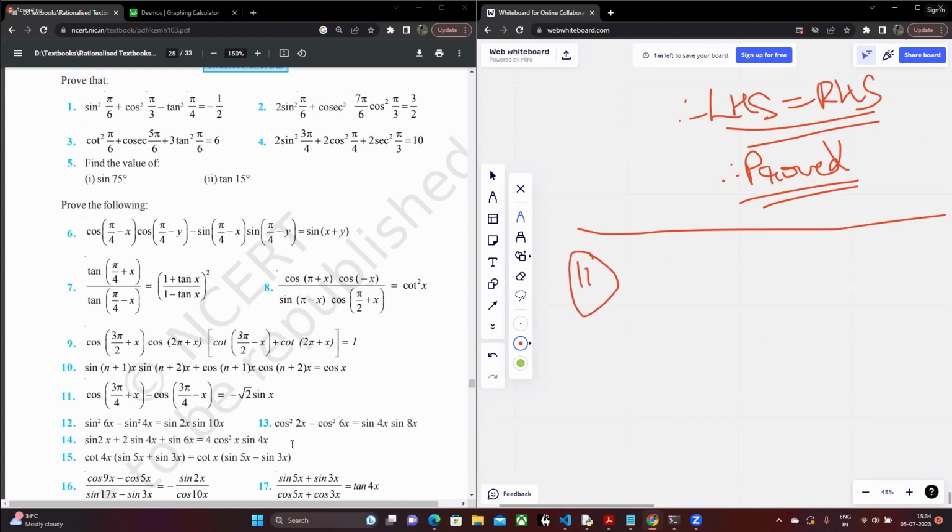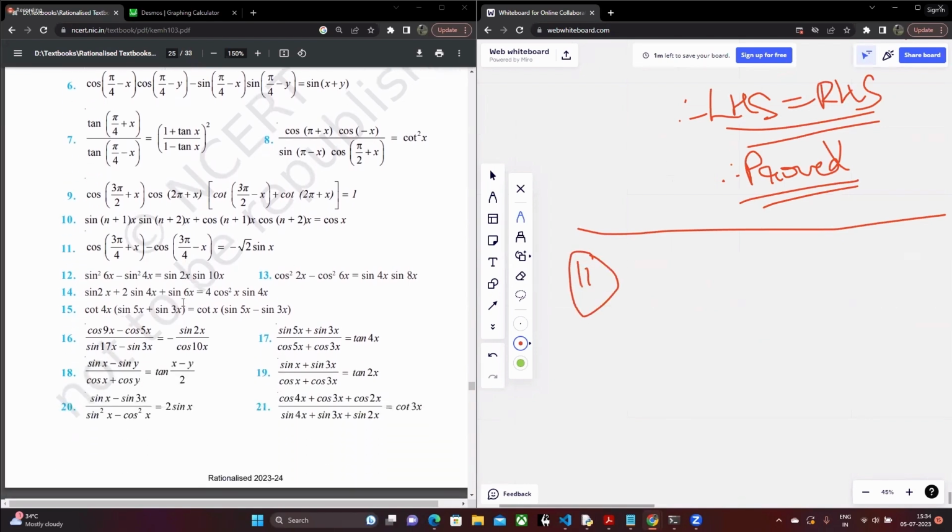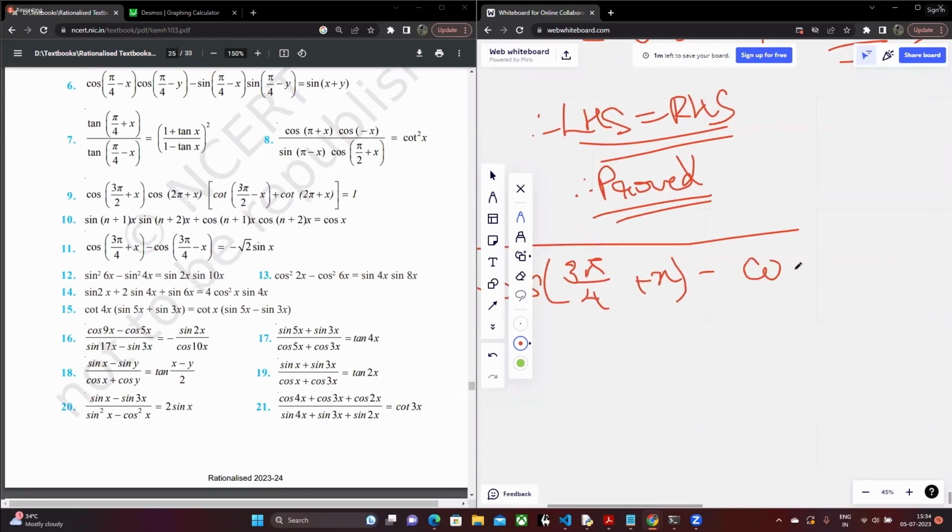This is going to be pretty simple, since the only things you have are standard angles. You don't really have to think on it a lot. So this is fairly simple. Again, we'll deal with the left hand side only because the right hand side is a very simple expression. L is equal to cos of 3 pi by 4 plus x minus cos of 3 pi by 4 minus x.